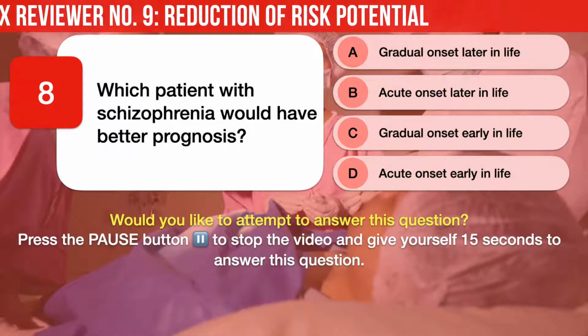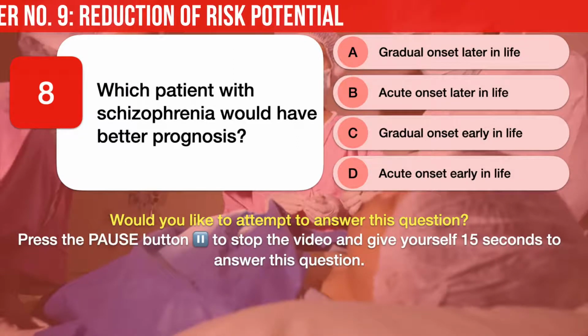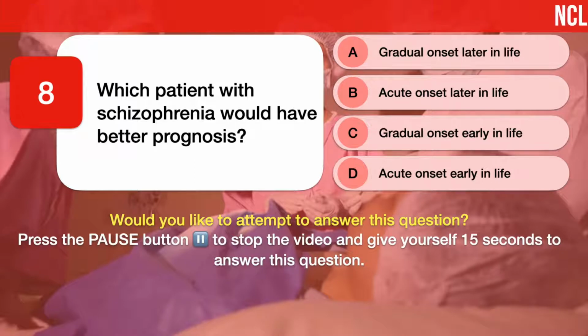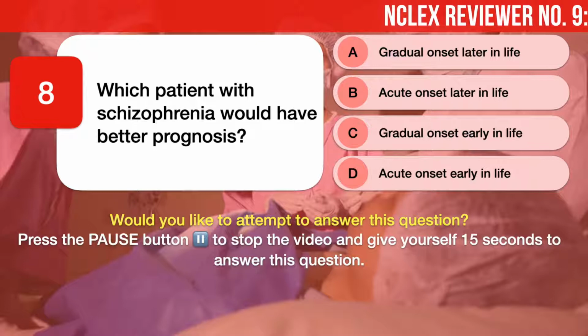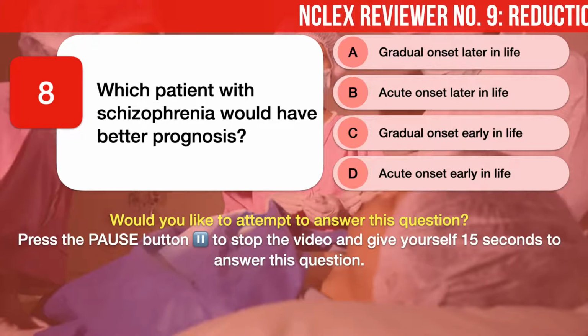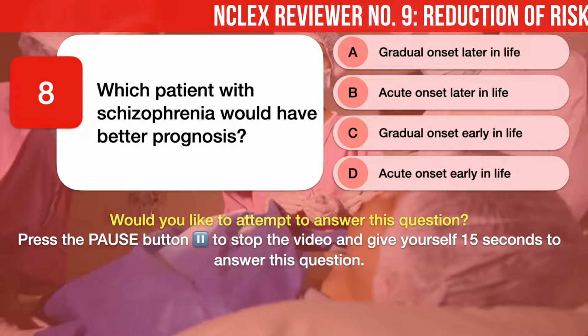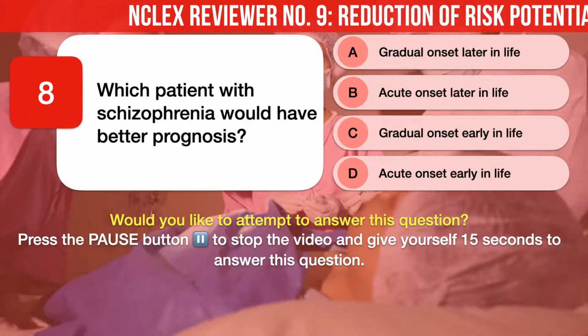Question number 8. Which patient with schizophrenia would have better prognosis? A. Gradual onset later in life. B. Acute onset later in life. C. Gradual onset early in life. D. Acute onset early in life.